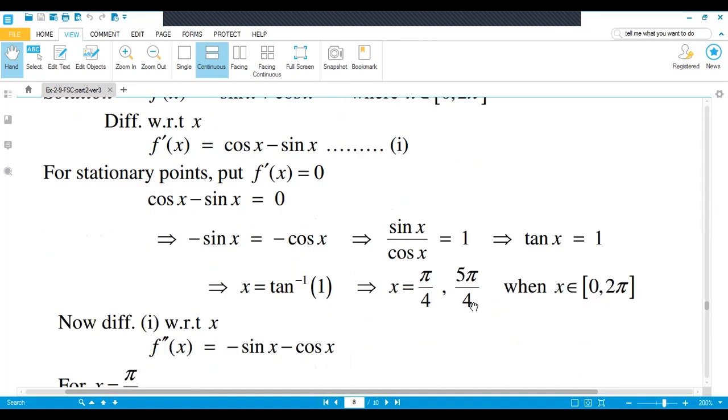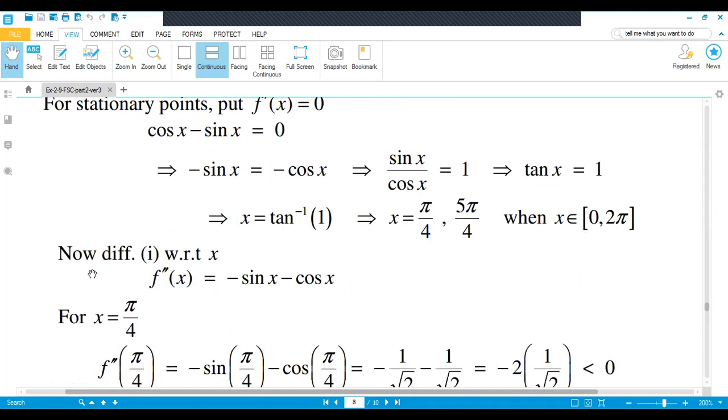So two values we get. Now for the first value, we check whether it is maximum or minimum, and then for the second value. Now what will we do? The second step is to differentiate equation 1 with respect to x. The double derivative: the derivative of cos x is minus sin x, and of minus sin x is minus cos x. You put x equal to pi by 4.